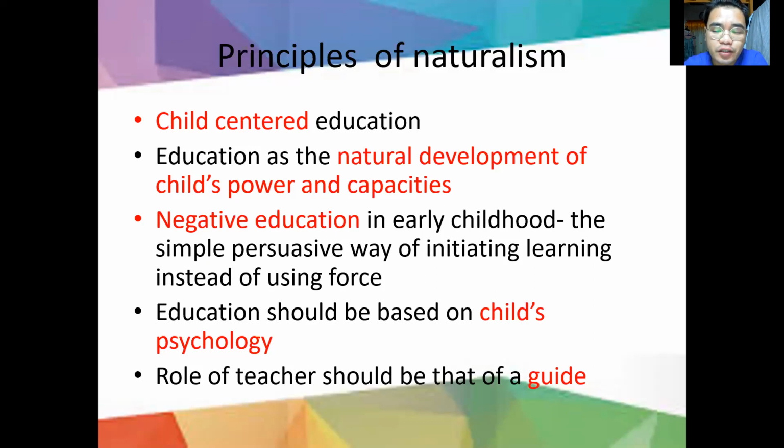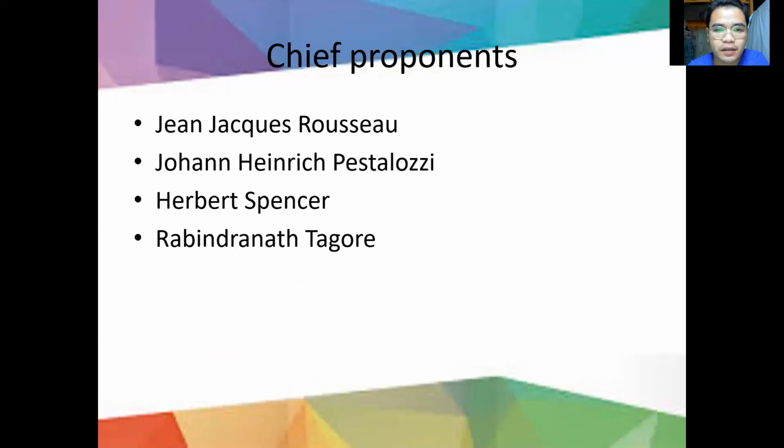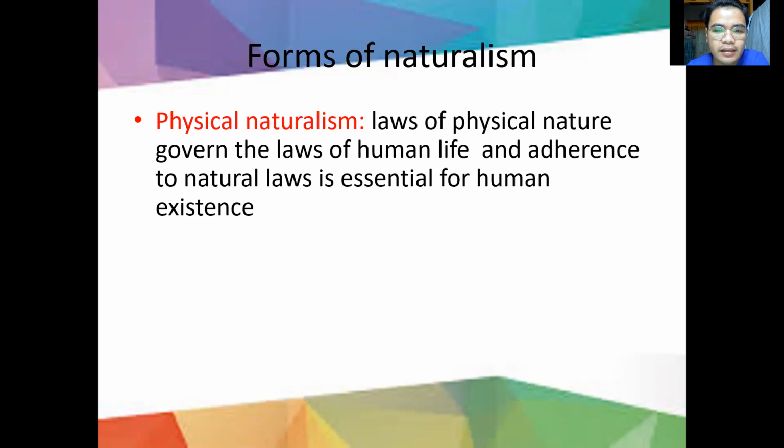You can also see this feature, being child-centered or learner-centered education, in other philosophies of education, like progressivism. Okay, so these are some personalities associated with naturalism: Jean-Jacques Rousseau, Pestalozzi, Spencer, and Rabindranath Tagore. But Rabindranath Tagore, you can also see him in idealism. Okay, there are several forms of naturalism.